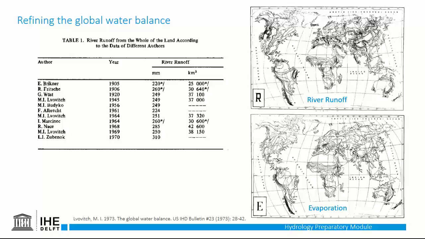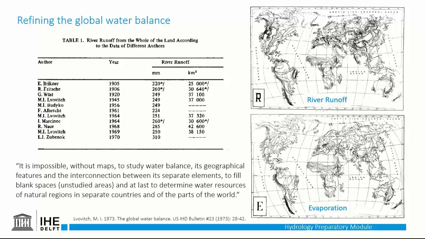Note that components of the hydrological cycle were mapped using isolines, which differs from the raster or basin presentations we've grown accustomed to today. In his paper, Lvovich wrote that, quote, "It is impossible without maps to study water balance, its geographical features, and the interconnection between its separate elements, to fill blank spaces, and at last to determine water resources of natural regions in separate countries and of the parts of the world," end quote. But what was impossible then was about to become possible.